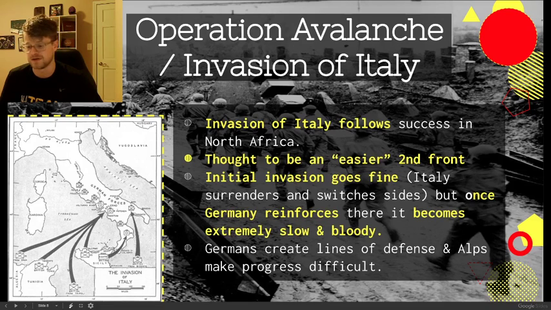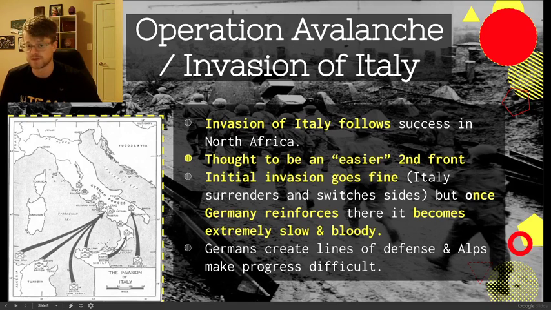Italian forces aren't really the best in all of World War II, compared to, for example, the Germans. And Italy will actually not only surrender, but then it will switch sides. And right when Hitler figures out this is happening, Germany reinforces and sends thousands of troops down into Italy from Germany. And that's when everything in Italy becomes incredibly slow and incredibly bloody. So it goes really well at first, but then not so much.